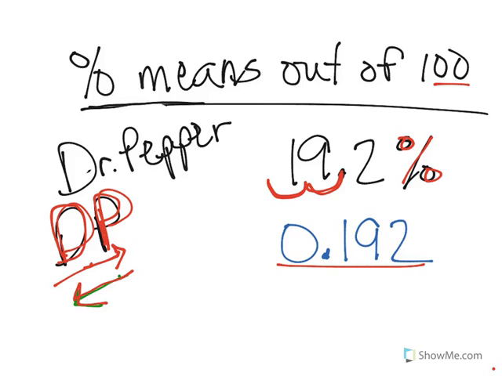and if I wanted to go from a percent to a fraction, I can convert it into a decimal first, read the appropriate place value, 192 tenths hundredths thousandths, and then simplify.